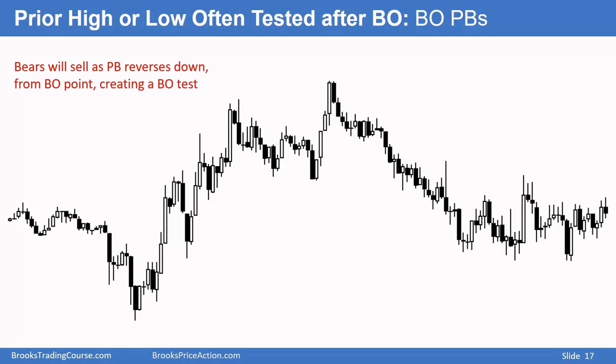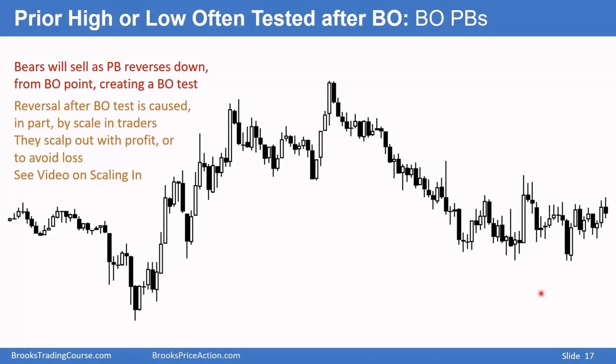Traders are looking for breakout tests all the time. For example, in a bear trend, if there's a breakout, traders will watch to see what happens if there's a rally back to the breakout point. If the trend resumes down, traders will sell. It's a breakout test.